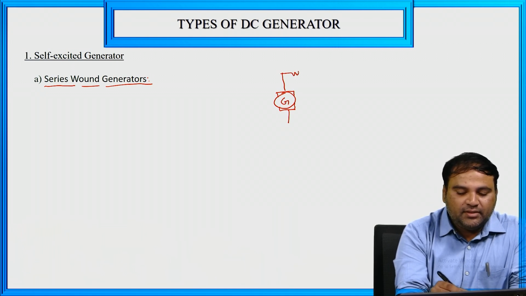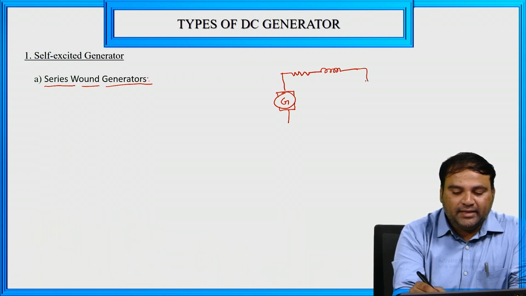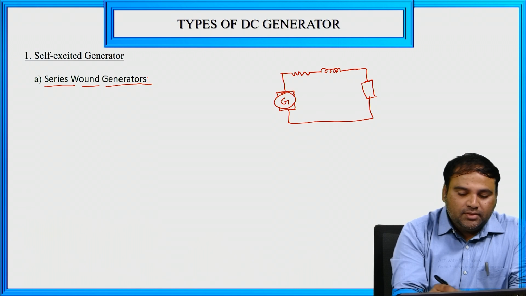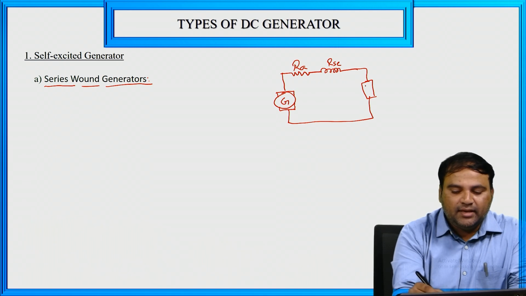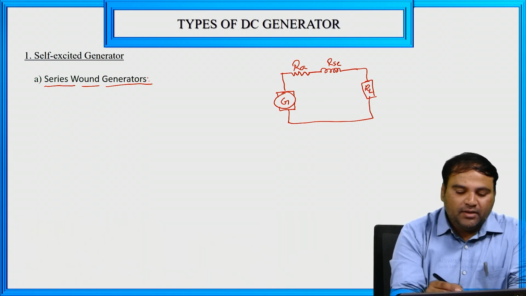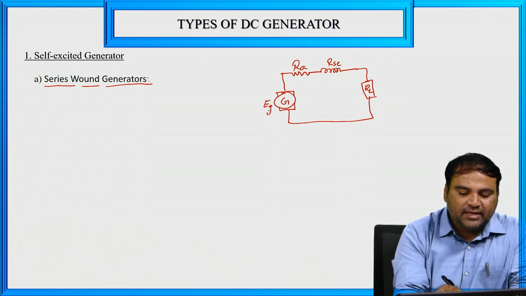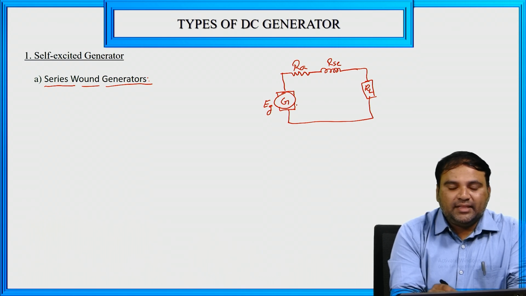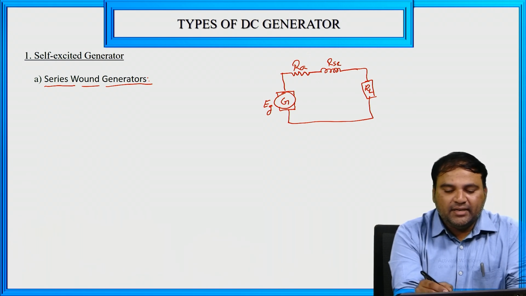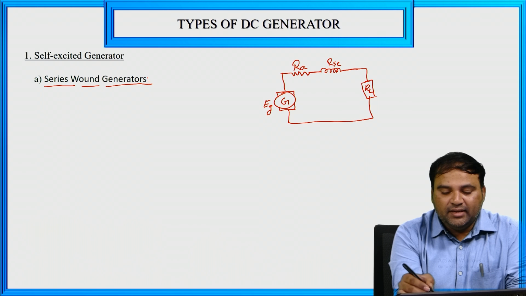In series with the armature resistance, the series field winding is connected across the load. So this is the load here. This is the armature resistance, this is the series field resistance, and this is the load RL. The voltage developed by this generator is the generated EMF EG. The load is connected at these two points.